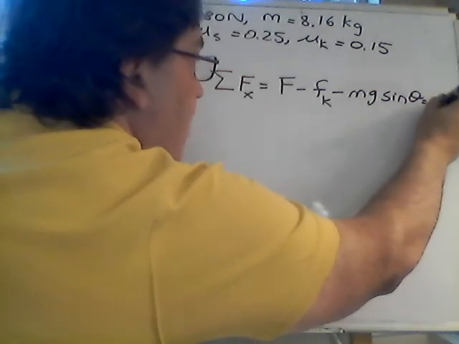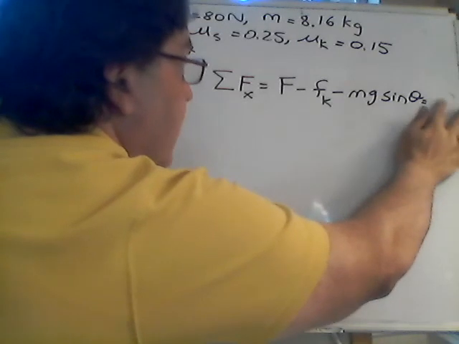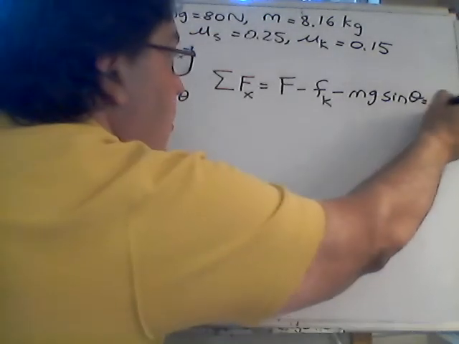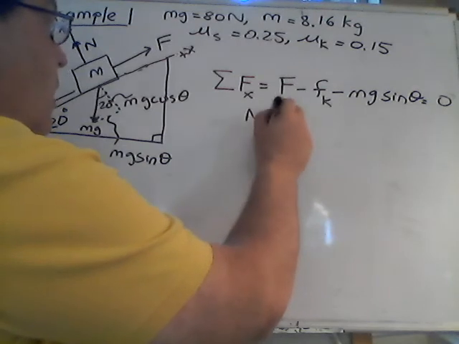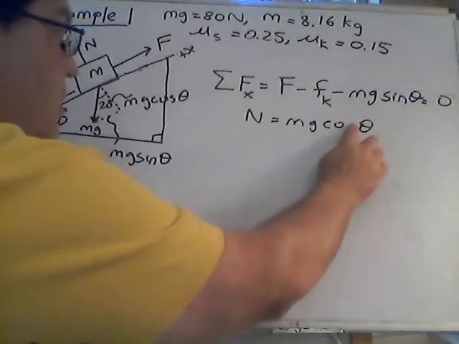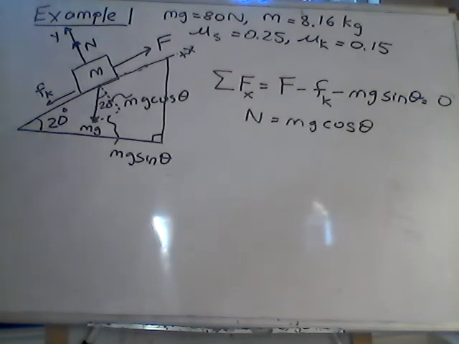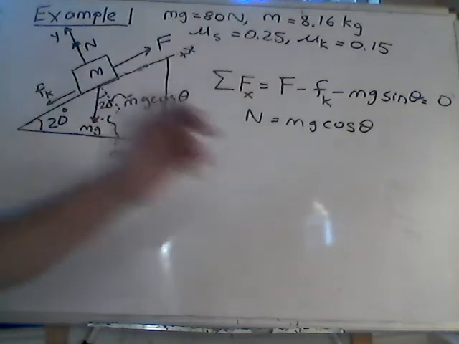Normally that's ma sub x, but given that I was told there's constant velocity, and constant velocity means zero acceleration, this is zero over here. And again, my y component equation gives N equals mg cosine theta. The mathematics is the same with the inclined plane, so I can just write it down. I could say the summation of force in the y direction, and so on, but I get this result.